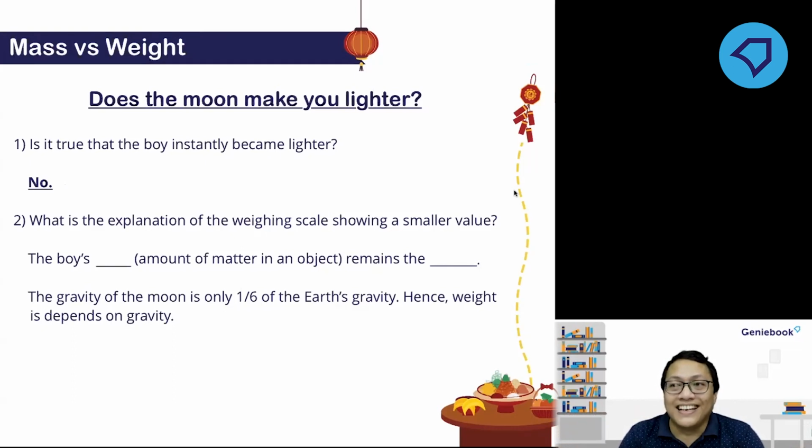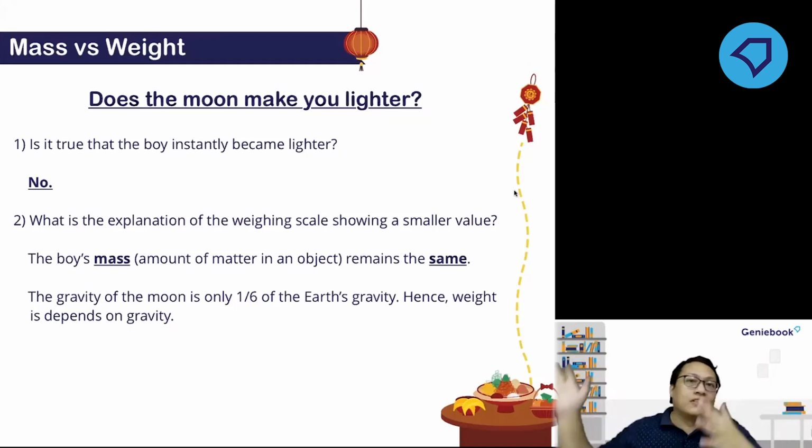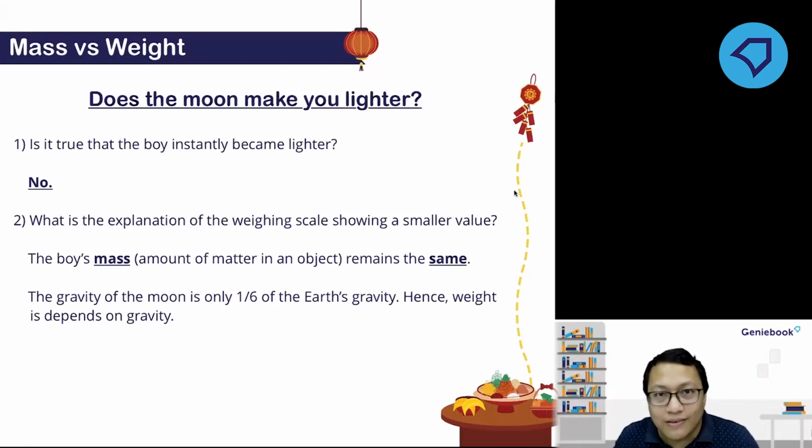Class, what's wrong with this? I thought that he became like that suddenly. No, the answer is no. Now, what is the explanation? Why did the weighing scale that he used on the moon show a smaller value? The boy's mass or weight? The boy's mass actually remains the same. So if I go to the moon, by magic, and my mass is 80 kilograms, will my mass stay the same when I go to the moon?